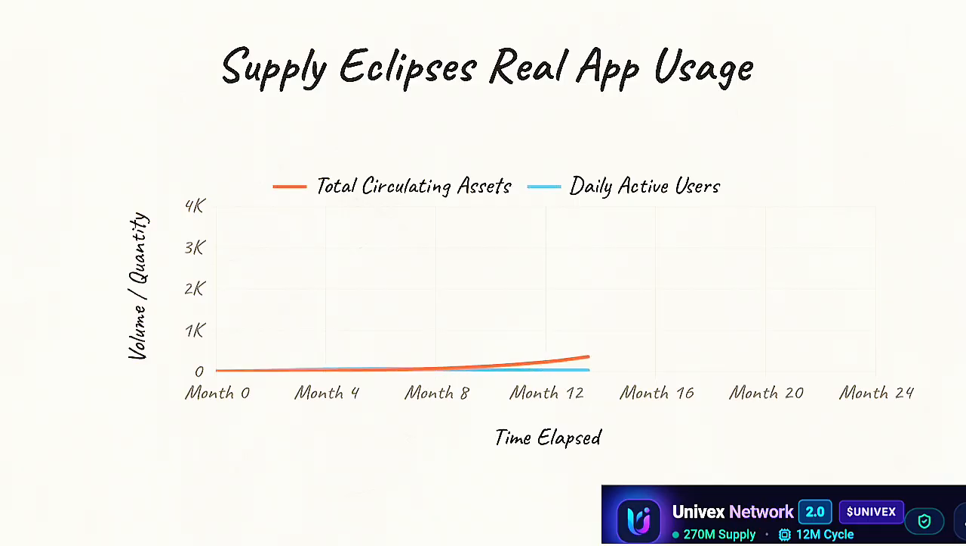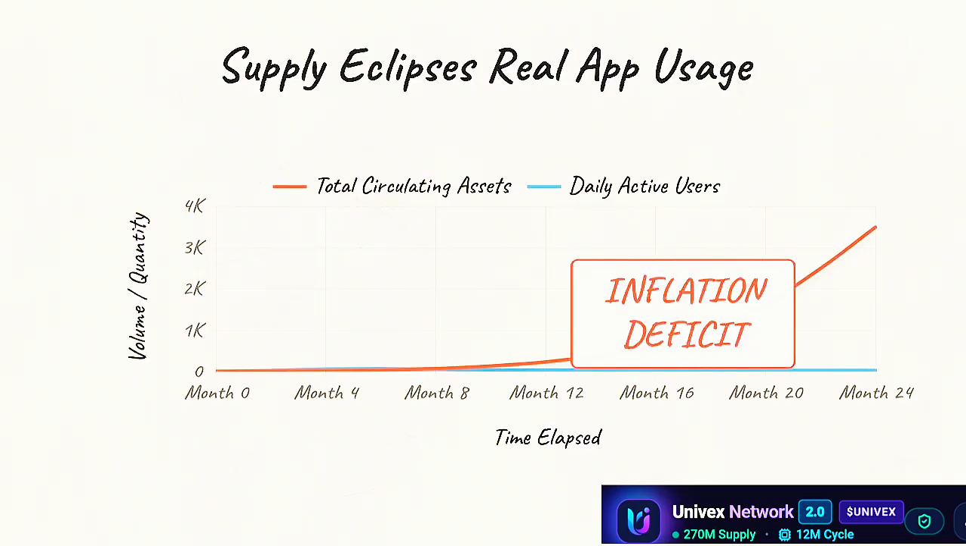As those early reward distributions flood the market, the token supply arcs sharply upward. But real application usage often stagnates once the initial launch hype fades, creating a flat line at the bottom of the chart. The massive gap between these two metrics is the devaluation zone. Here, inflation destroys the token's baseline value, because there is no actual demand to absorb new supply.